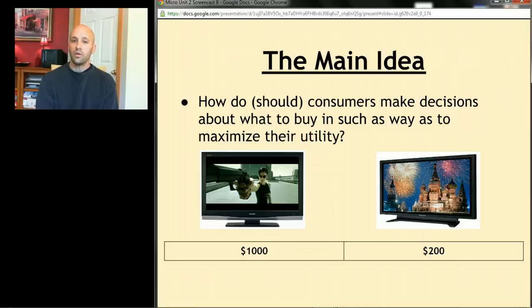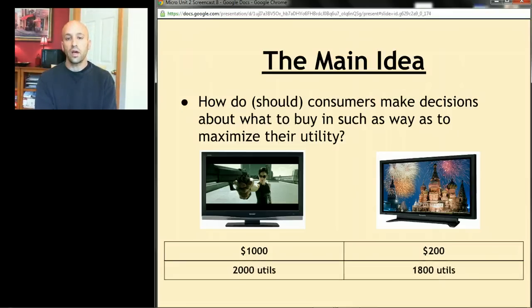Really, what you're trying to get a sense of is how much utility, how much happiness am I going to get from these various televisions? Different features and warranties and etc. will give you different levels of utility. So let's say that we could actually figure that out. And let's say that you decide for yourself that the television on the left would give you 2,000 utils, units of happiness, however you want to define that, of utility. And the one on the right would give you 1,800 utils of happiness.